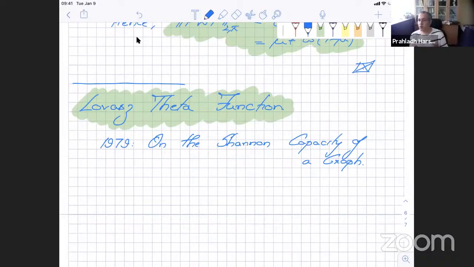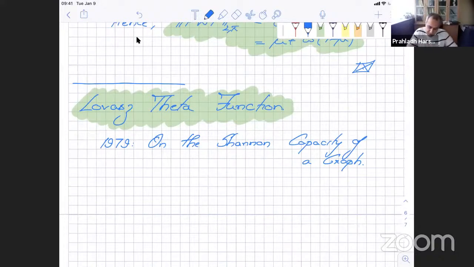He defined this new function, which is now called the Lovász theta function in Lovász's honor. This function was an upper bound on the Shannon capacity of a graph. For some graphs, it was able to exactly capture the Shannon capacity. And furthermore, this was a quantity that was computable, unlike certain other quantities, for example the Shannon capacity of a graph, as we will see.